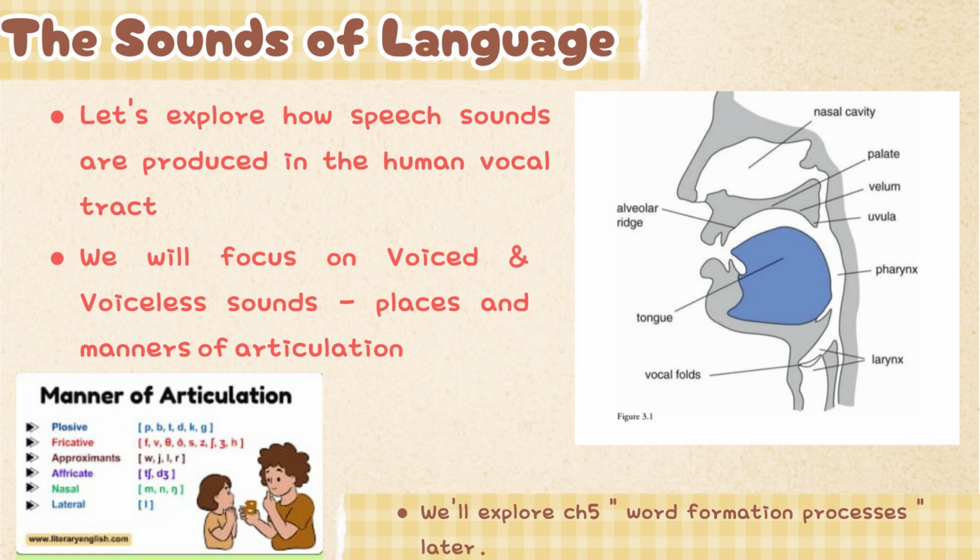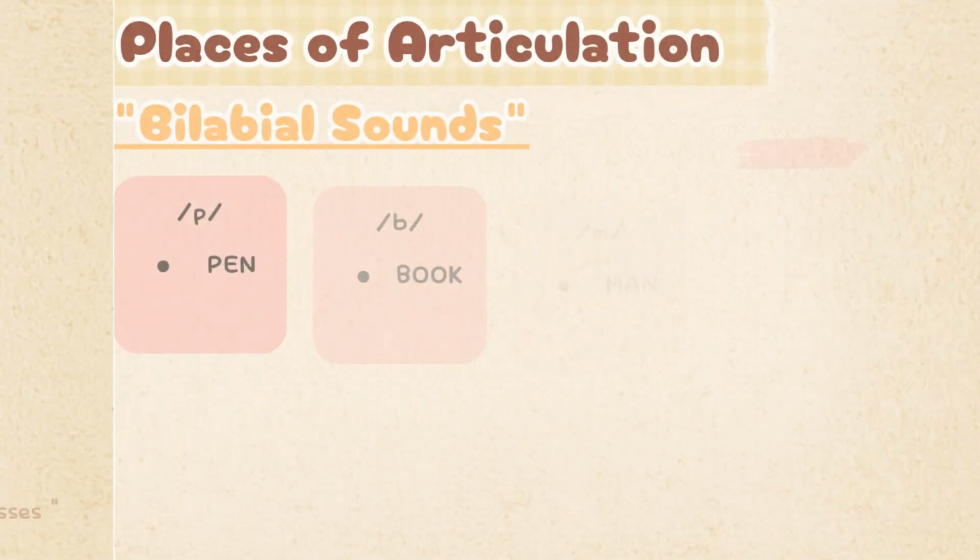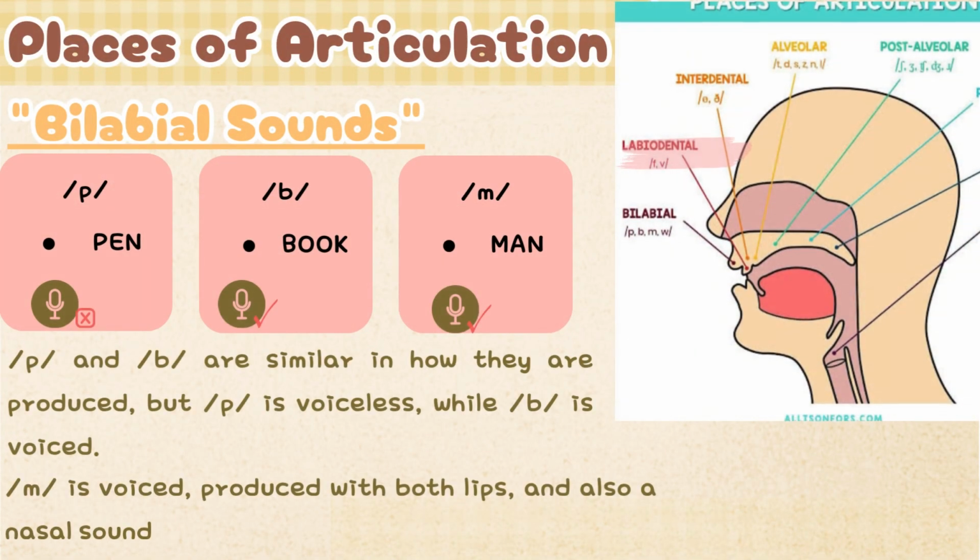Finally, we'll look at how speech sounds are classified. This means grouping sounds based on where and how they are made in the mouth, which helps us understand how each sound is produced differently. Let's now dive deeper into these concepts and see how these sounds work in more detail. Let's start with the places of articulation, beginning with the bilabials.